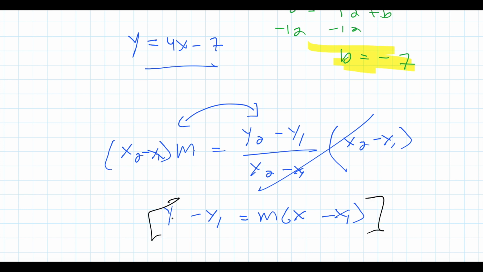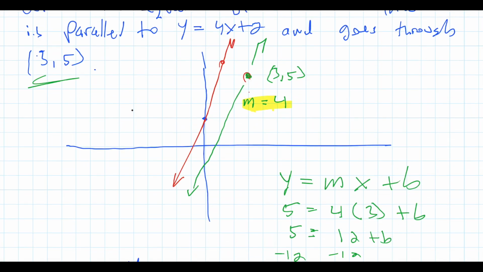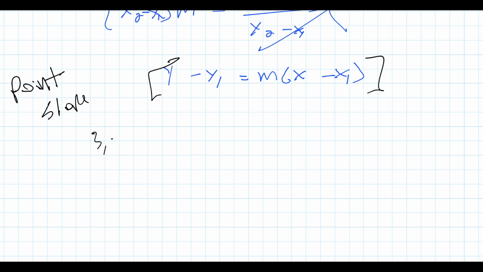Okay, so what's this equation called again? Point-slope. When do you use it? When you're given a point and the slope. All right, in my problem, I gave you a point. What's the point that I gave you? (3, 5). What's the slope? 4. So then you just plug it right in.